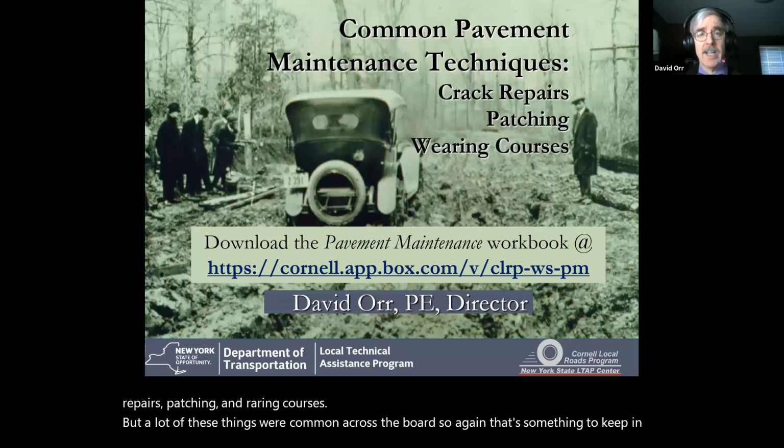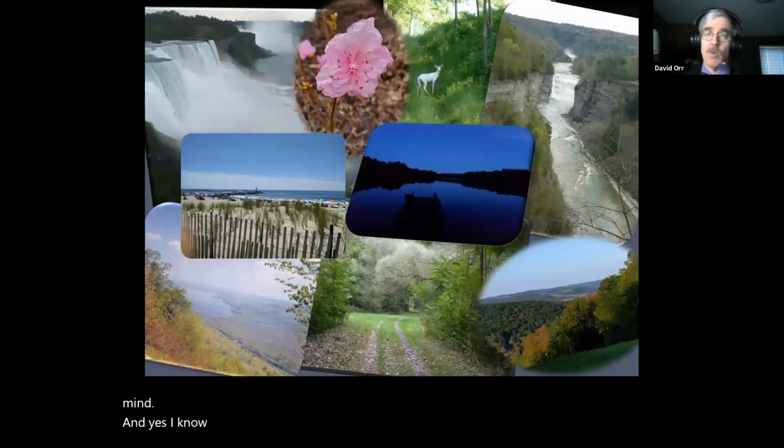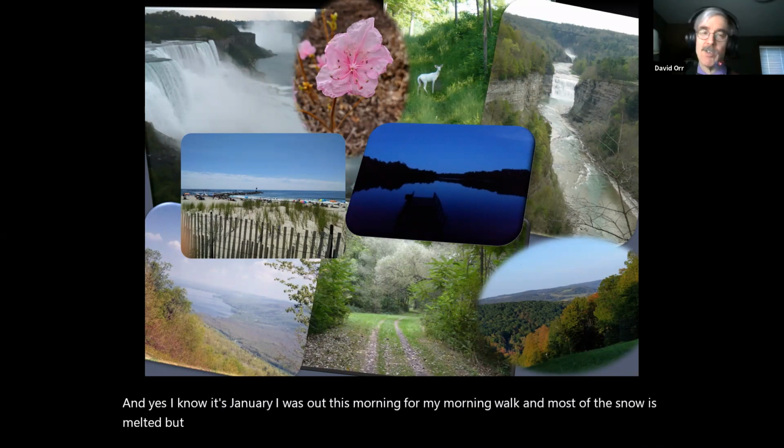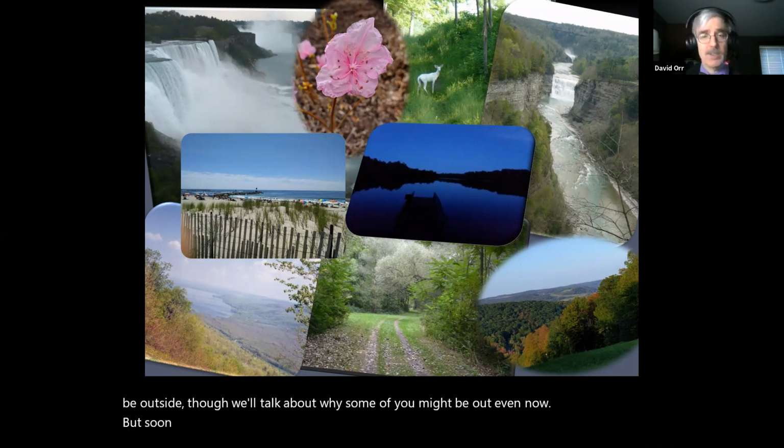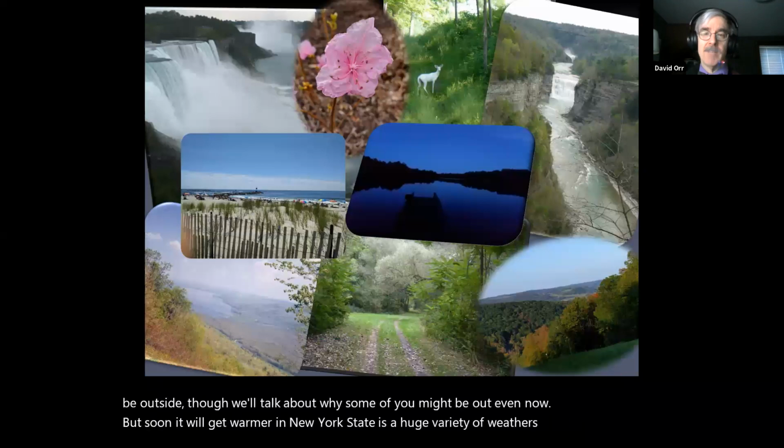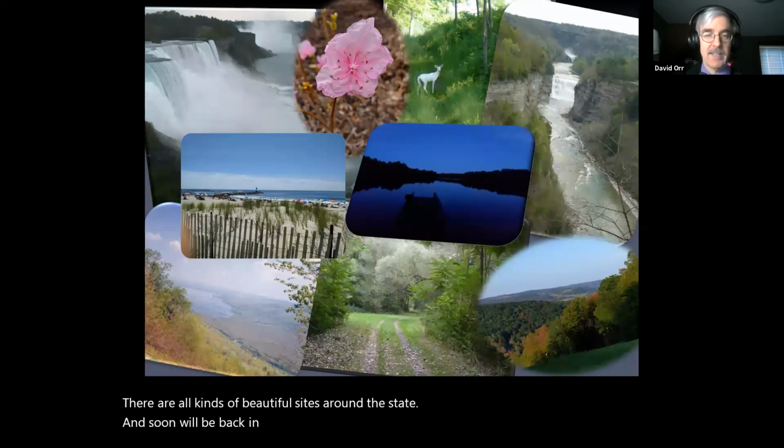And yes, I know it's January. I was out this morning for my morning walk, and most of the snow has melted, but there's still icy spots. It's still cold, and it's certainly not really the best weather to be outside, though we'll talk about why some of you might be out even now. But soon it will get warmer, and New York State has a huge variety of weathers and conditions. There are all kinds of beautiful sights around the state, and soon we'll be back outside working on those maintenance activities.